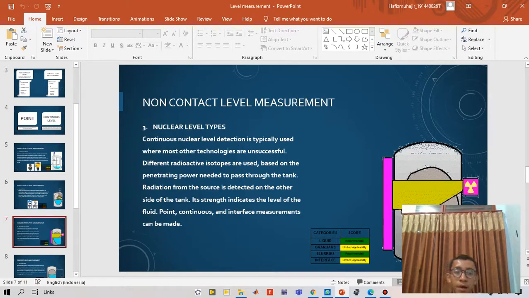Number 3, nuclear level types. Continuous nuclear level detection is typically used where most other technologies are unsuccessful. Different radioactive isotopes are used based on the penetrating power needed to pass through the tank. Radiation from the source is detected on the other side of the tank. Its strength indicates the level of the fluid. Point, continuous and interface measurement can be made.